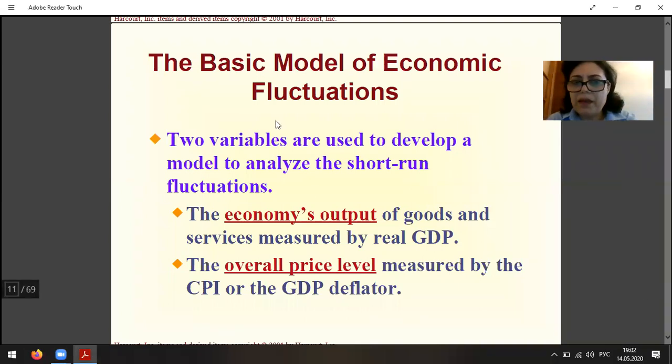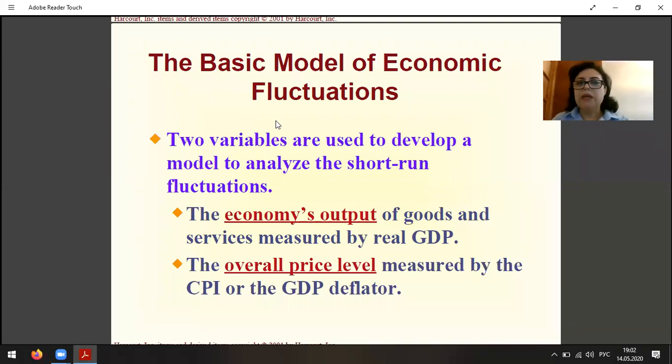Today we'll develop our previous question, and the new topic that we plan to discuss is aggregate demand and aggregate supply and the interactions of aggregate demand and aggregate supply.